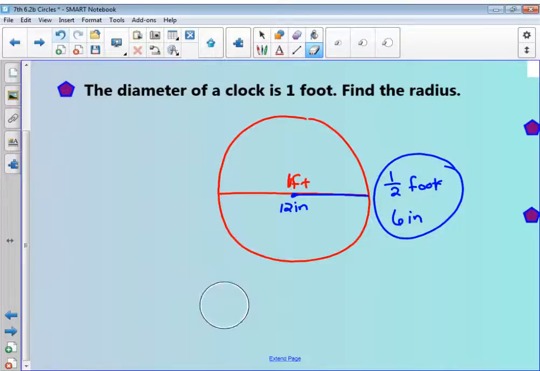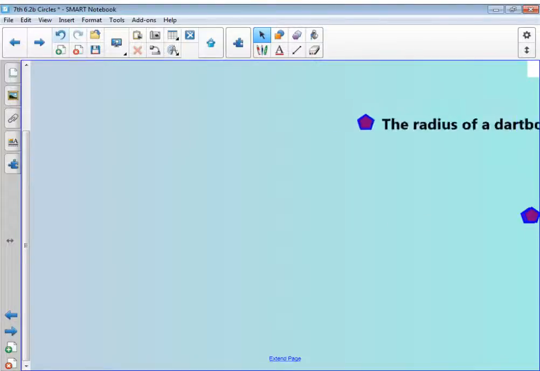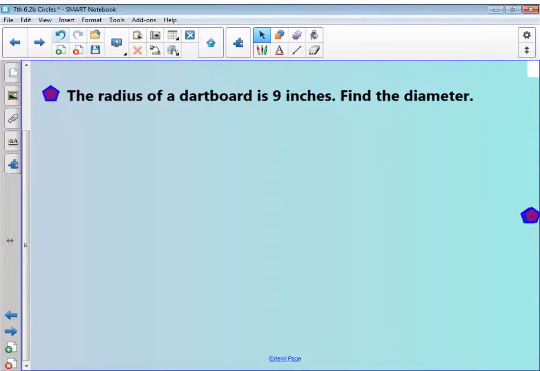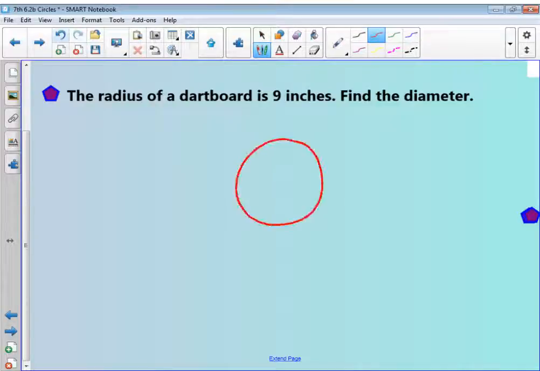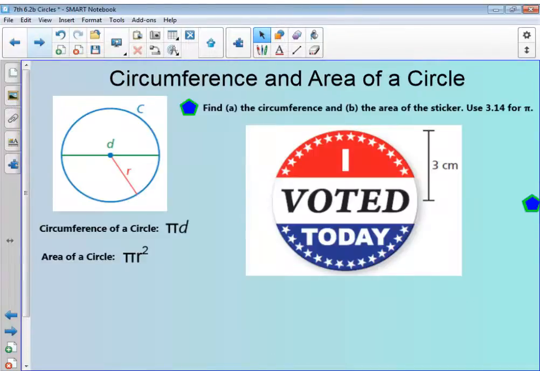Okay, I'm going to go ahead and give you one to try. The radius of a dartboard is 9 inches. Find the diameter. This time they're giving you the radius, and they want you to find the diameter. So go ahead, pause your video and work your way through this one. You should have gotten 18 inches for this one. Okay, so that's just working with radius and diameter.